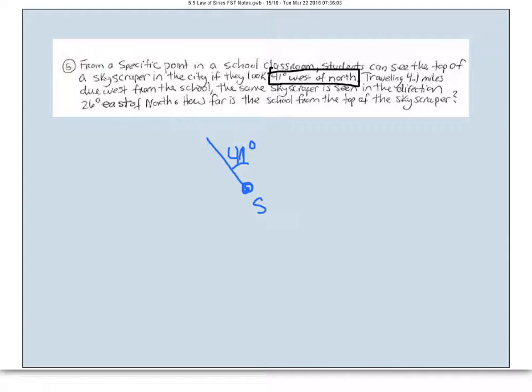Okay, so let's continue on with the problem. They've spotted a skyscraper, so I'm going to put the skyscraper there so I can see it a little bit better. That's my building. They're then going to travel 4.1 miles due west from the school. So we're at the school, and they're going to go 4.1 miles due west. I am just going to go all the way down here. This may not be drawn to scale, but that's okay.